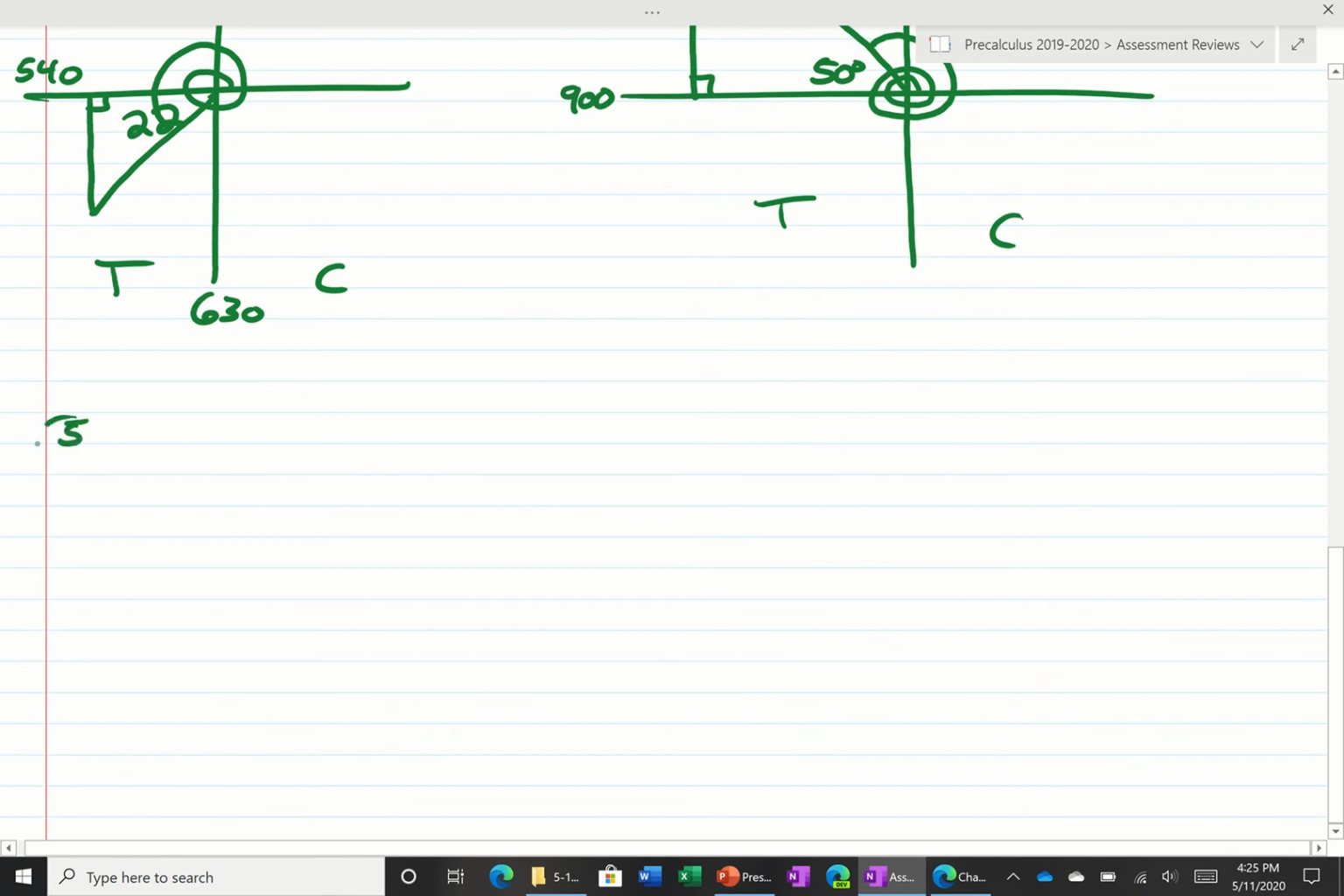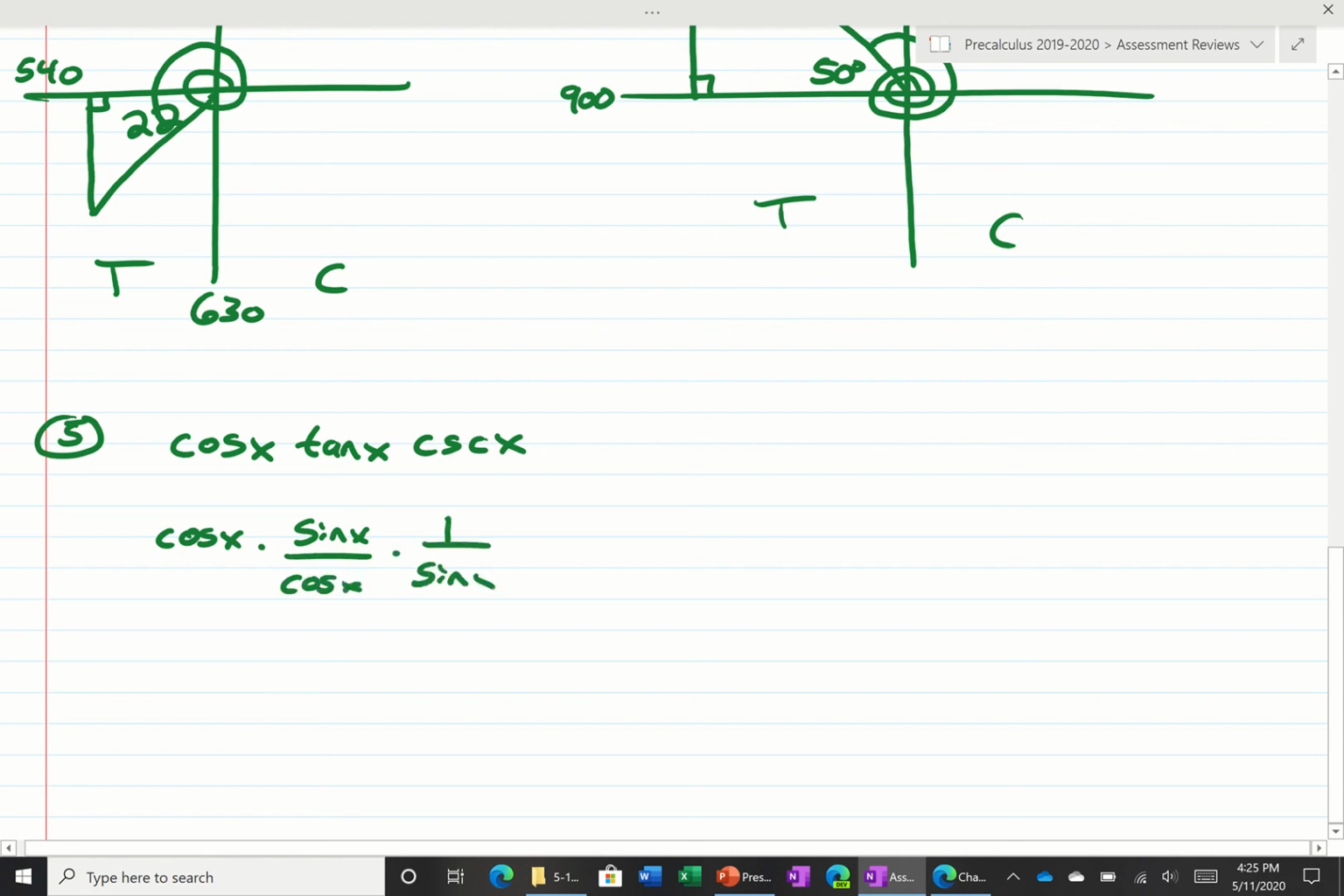For problem number 5, it's saying to simplify cosine times tangent times cosecant. We convert everything to sines and cosines. This cancels with this, cancels with this. We're just left with 1.